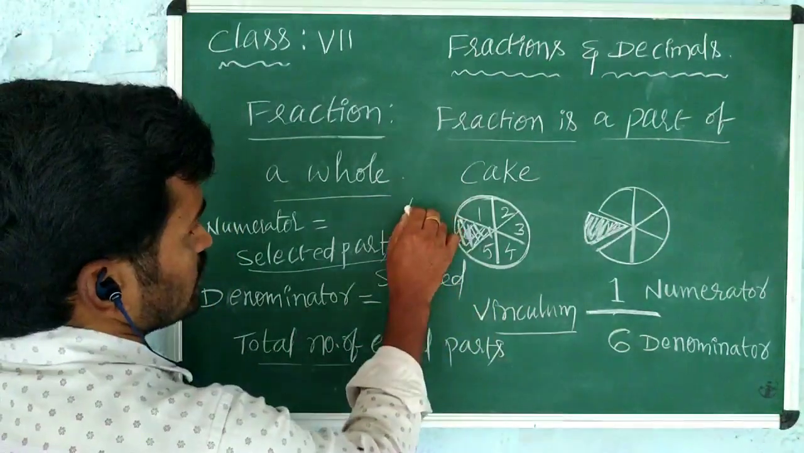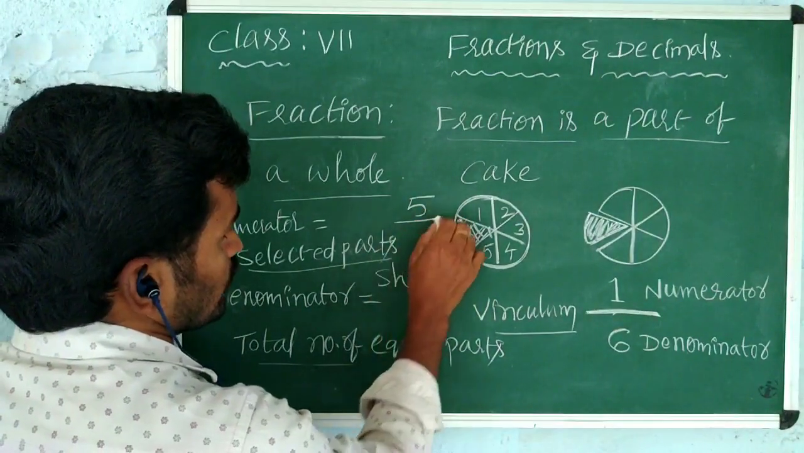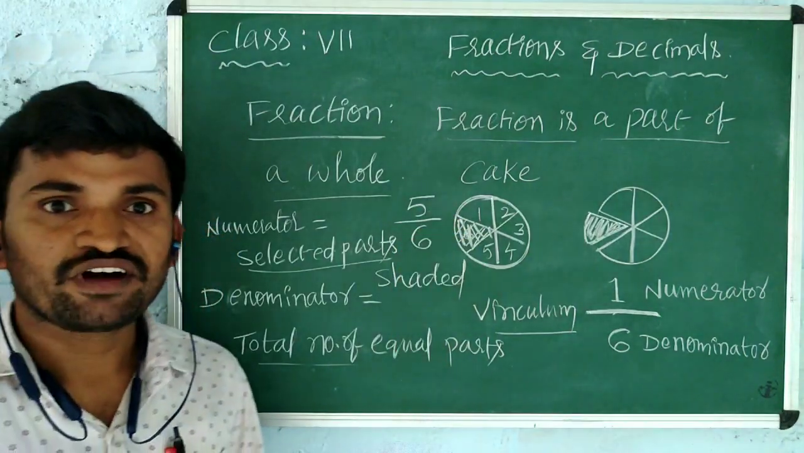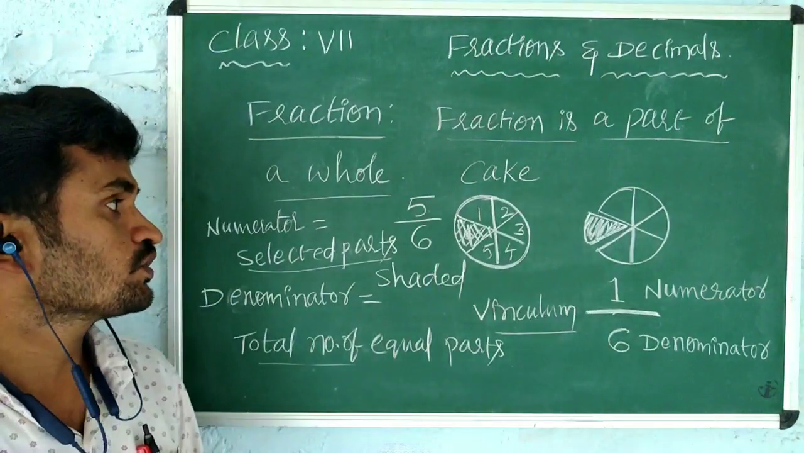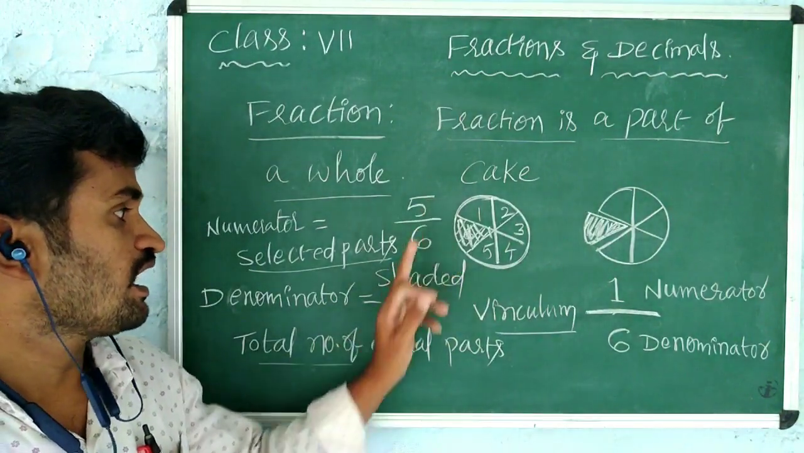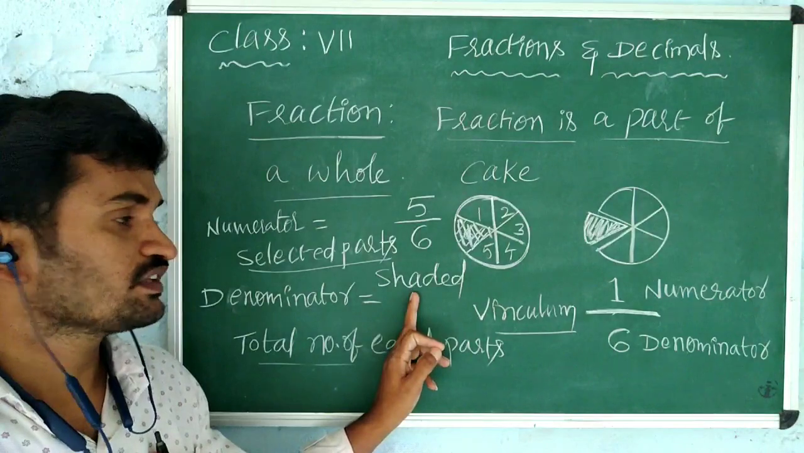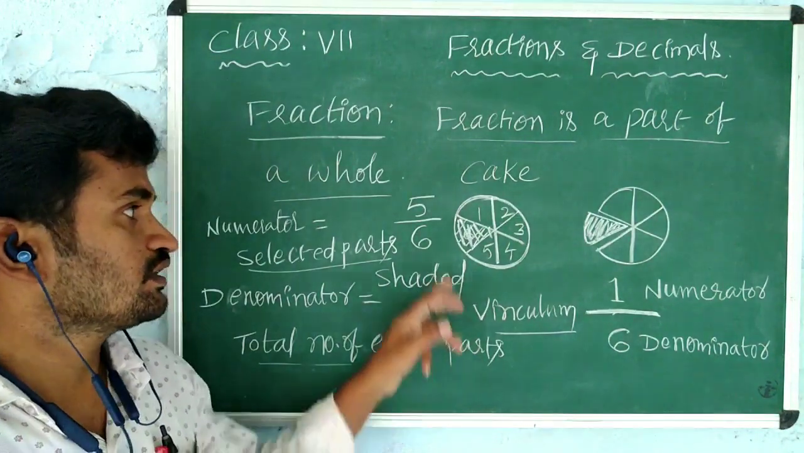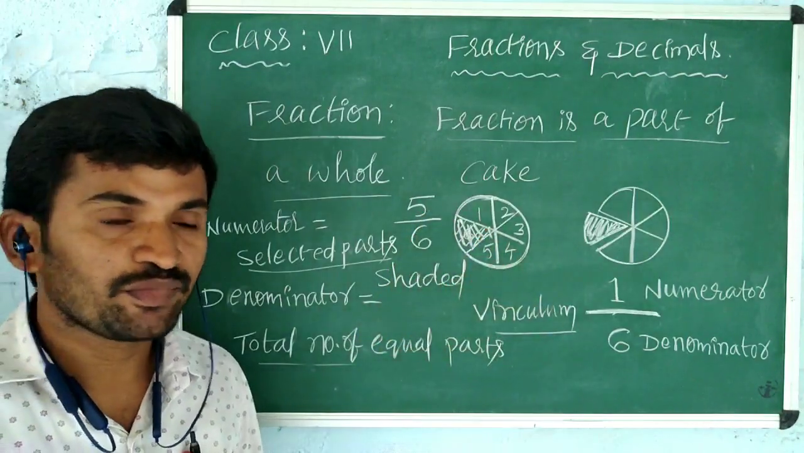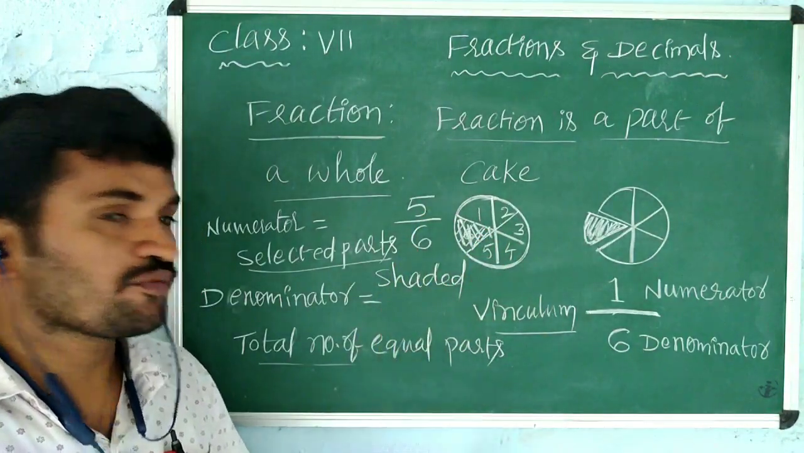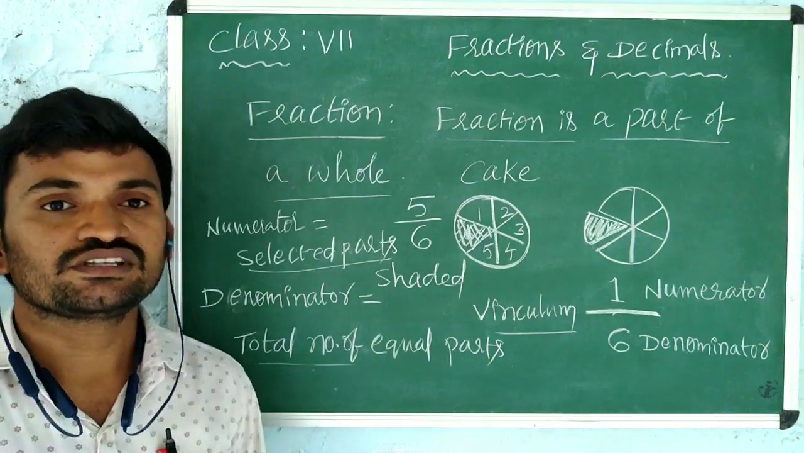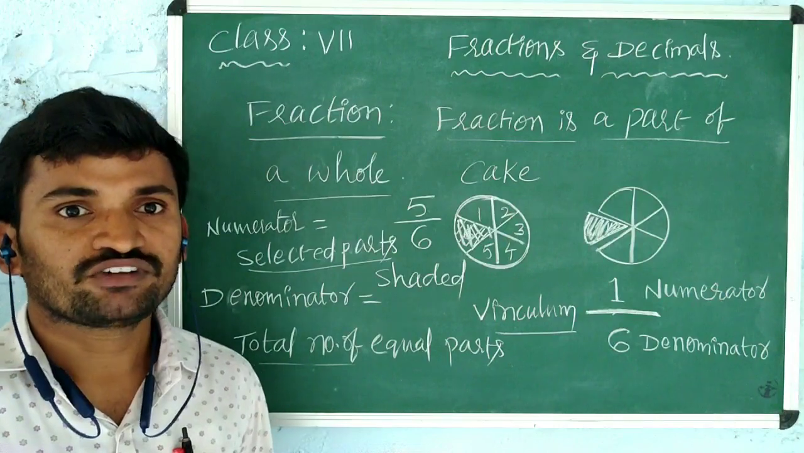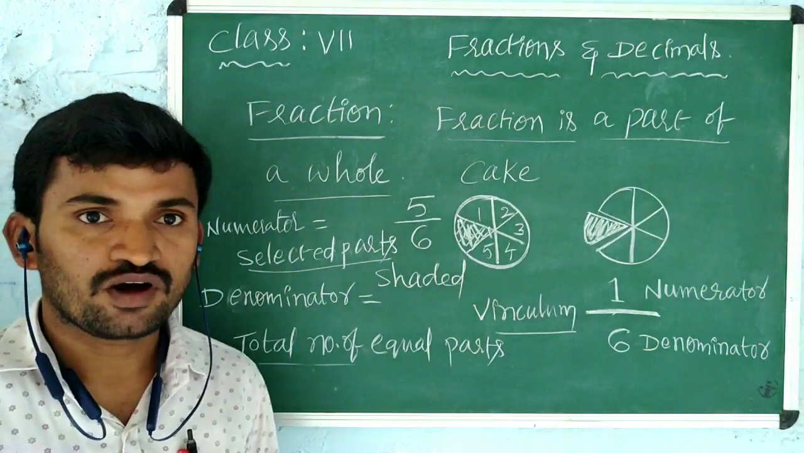5 parts are there without shading. So totally 5 divided by 6. So here 5 is unshaded parts, and 6 is total number of equal parts. So this is the meaning of fraction. This is the information about fraction definition and its form.